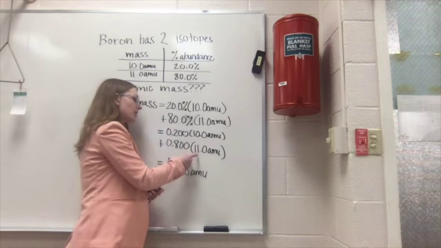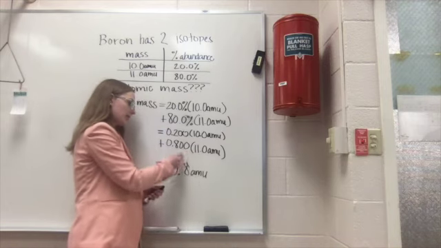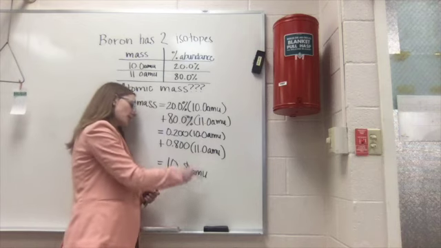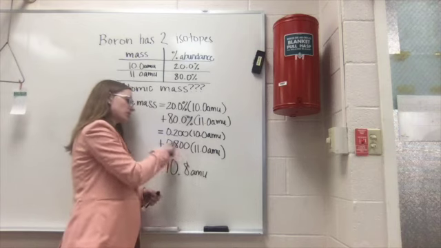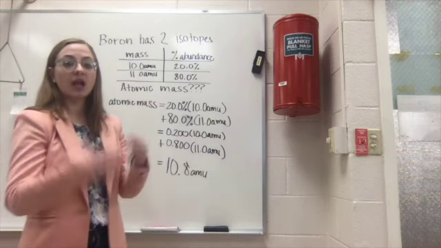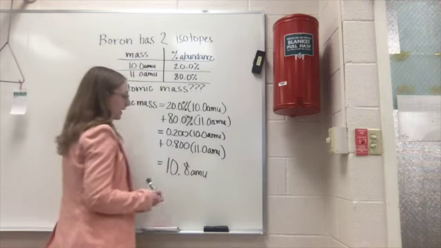We can see that it's much closer to the 11. We're taking like 80% of 11. So 80% of our atoms have a mass of 11. So that means our atomic mass is going to be much closer to whichever isotope has that larger percent abundance. So in this case, we have 10.8 AMU.